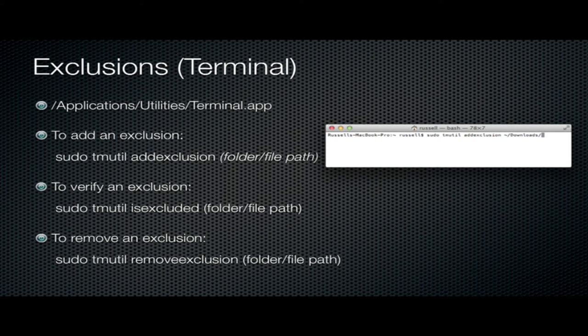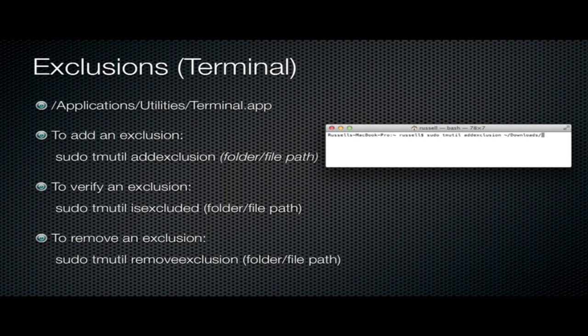Open the terminal application located in /Applications/Utilities and enter sudo tmutil addexclusion and then the path to the file or folder you wish to exclude. For example, to exclude my Downloads folder from Time Machine backups, I would enter sudo tmutil addexclusion ~/Downloads. Remember, anytime you use the sudo command, you will be asked to authenticate as an admin to make this change.